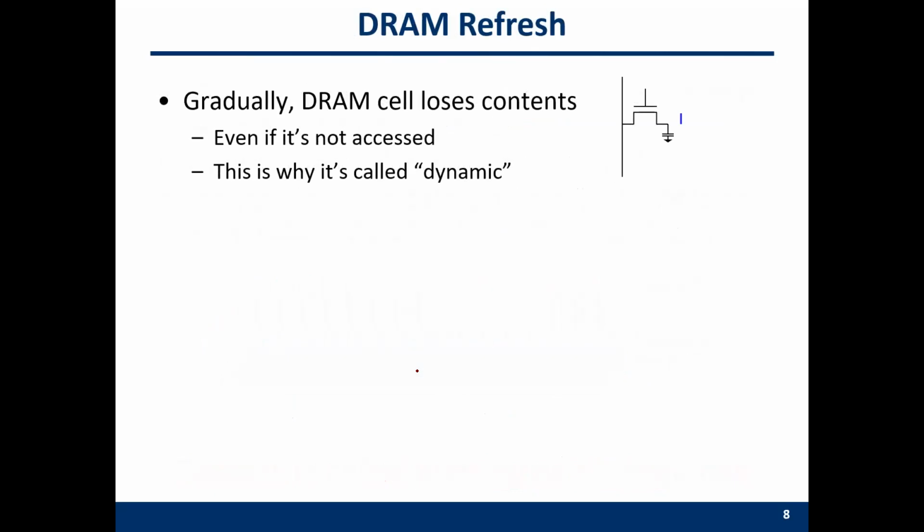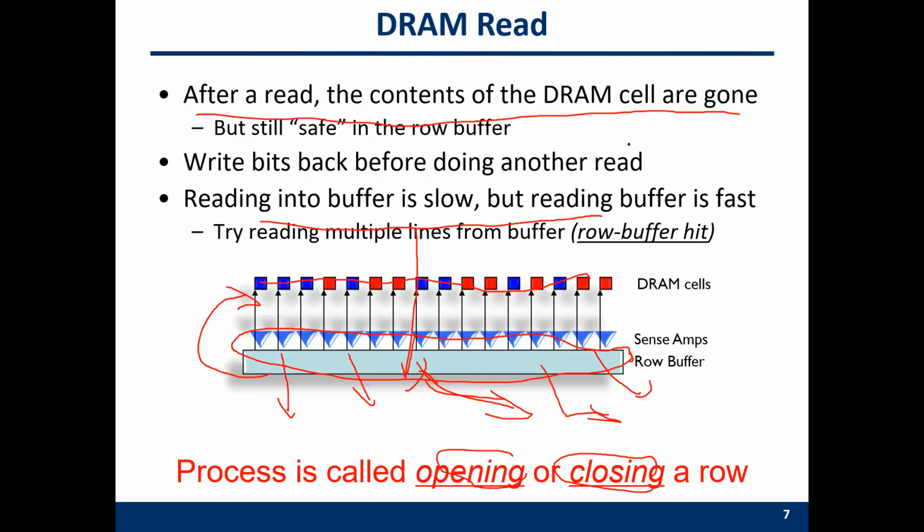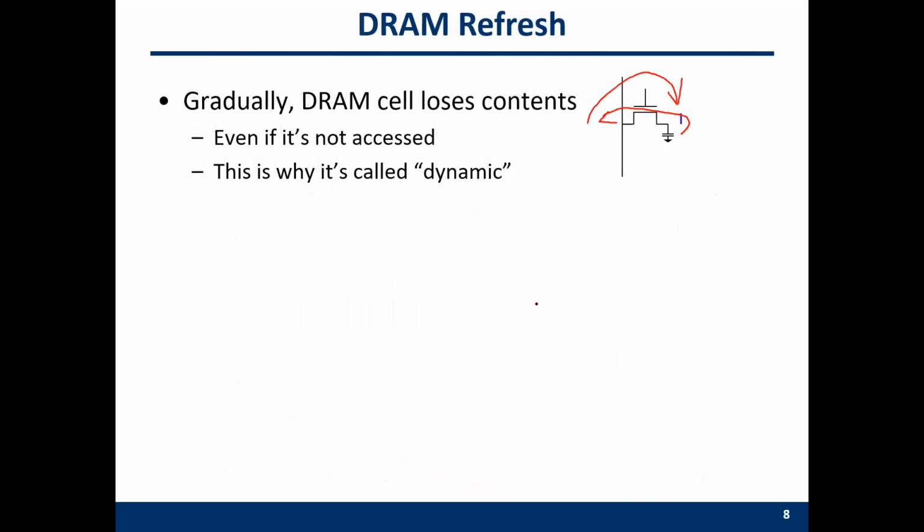Another feature of DRAM is that gradually the content will leak, the charge will leak away. This is why it is so-called dynamic. You need to periodically refresh the cell, rewrite the content. The refresh or rewrite operation is very simple. You just read the cell. When you read the cell, the content in the cell is destroyed. The content will be read into the row buffer, and then you do the restore. So the so-called refresh is a read operation and a restore operation.